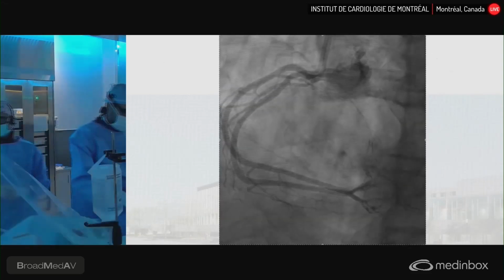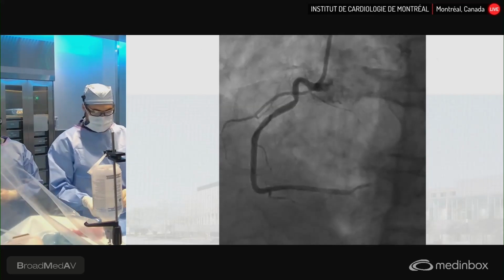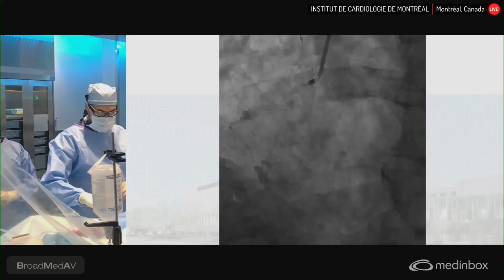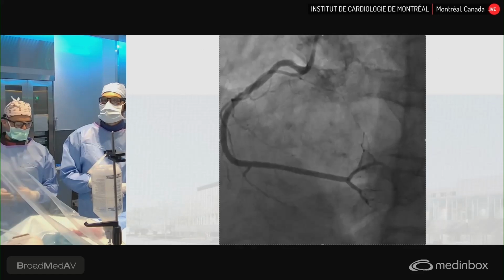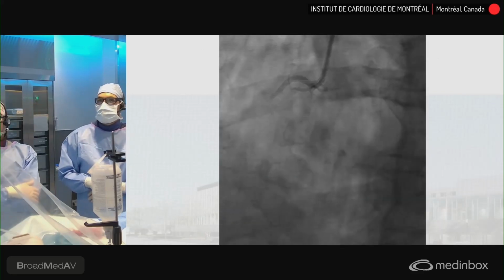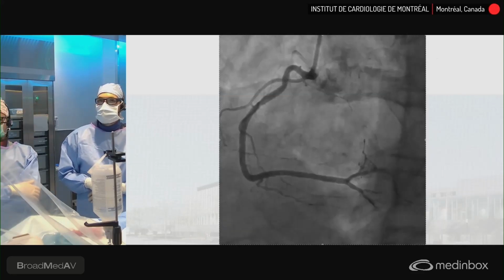So the RCA was good caliber. There was some mild CAD in the mid portion, dominant RCA, but nothing of interest here for our interventional cardiology service.